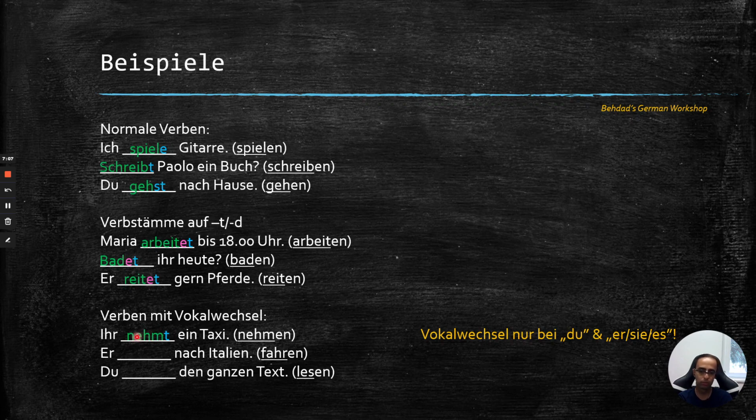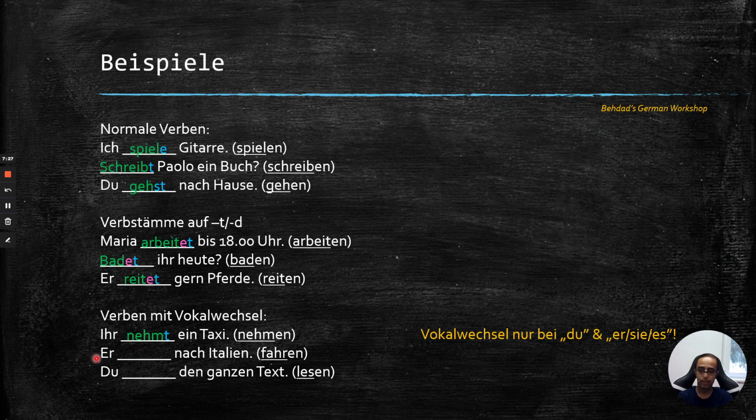That's a completely normal conjugation. Why didn't we change the vowel? Because we only change the vowel when we have du or er, sie, es as our pronoun. And here we have ihr. You, the plural version, not the singular version. So we don't need to change the vowel here.